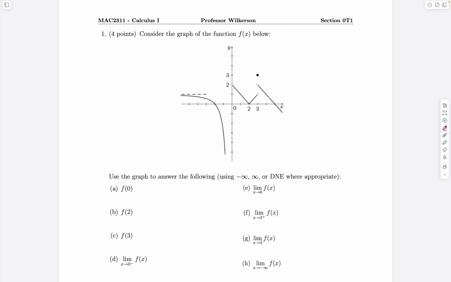Here we're given the graph of f of x and we're asked to solve a few things. First, on A, we're asked to solve f of 0. This is saying what is the y value, right? What's the value of the function when x is 0?